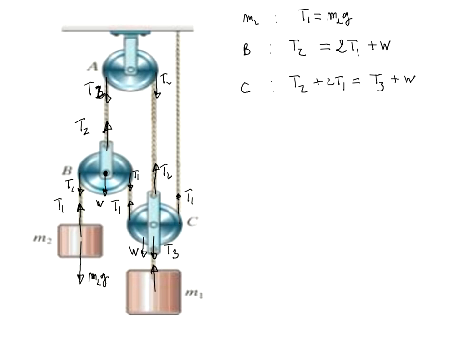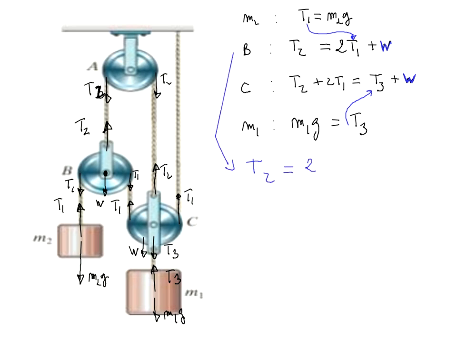Now let's do the last. Obviously this is T3 by Newton's third law, and this is M1G. So M1 will give us the last equation, M1G is equal to T3. Now all we have to do, the new thing with massive pulley is obviously those two terms right here. So let's substitute T3 here and T1 here. So from B, T2 is equal to 2M2G plus W.